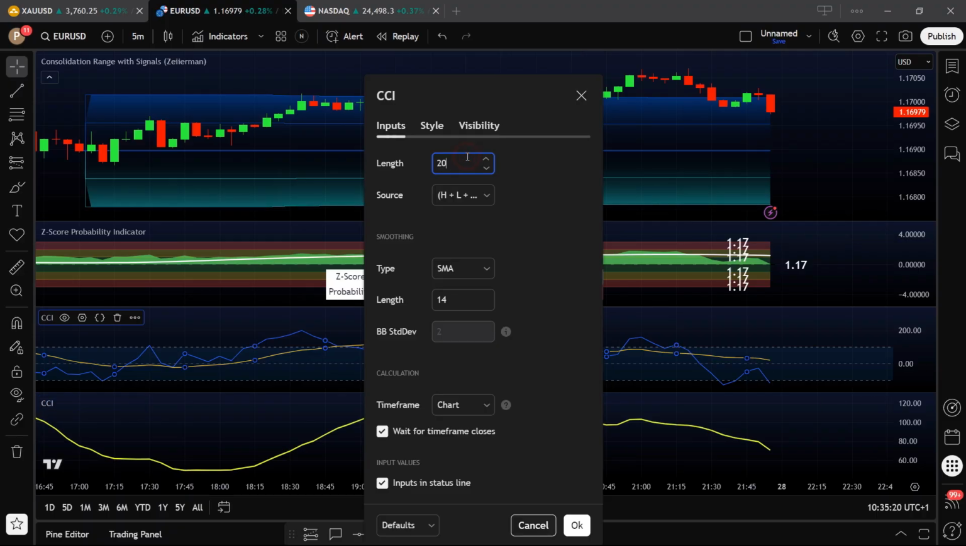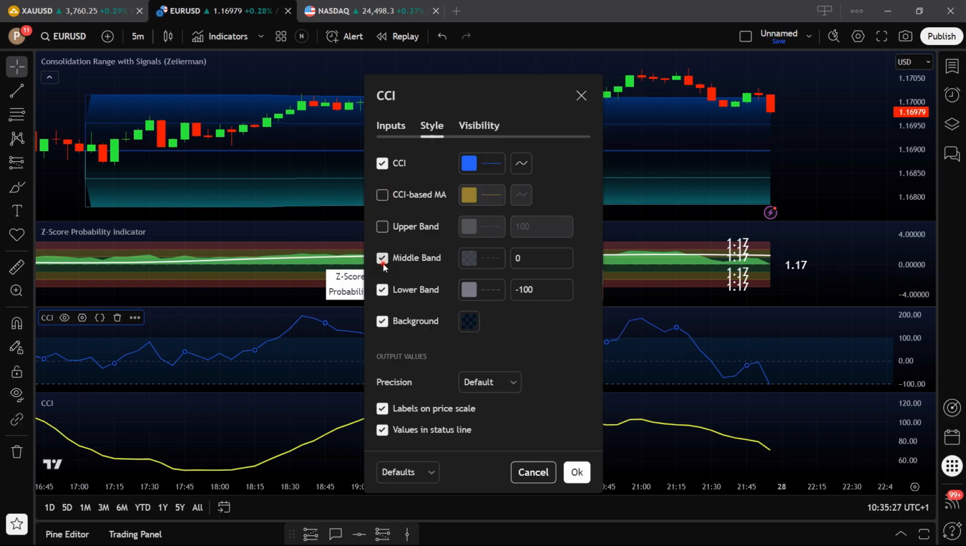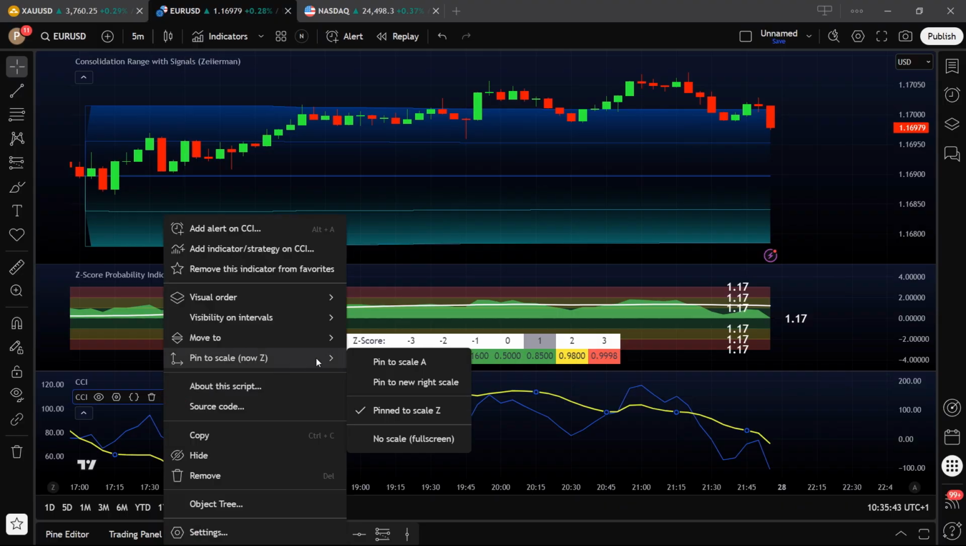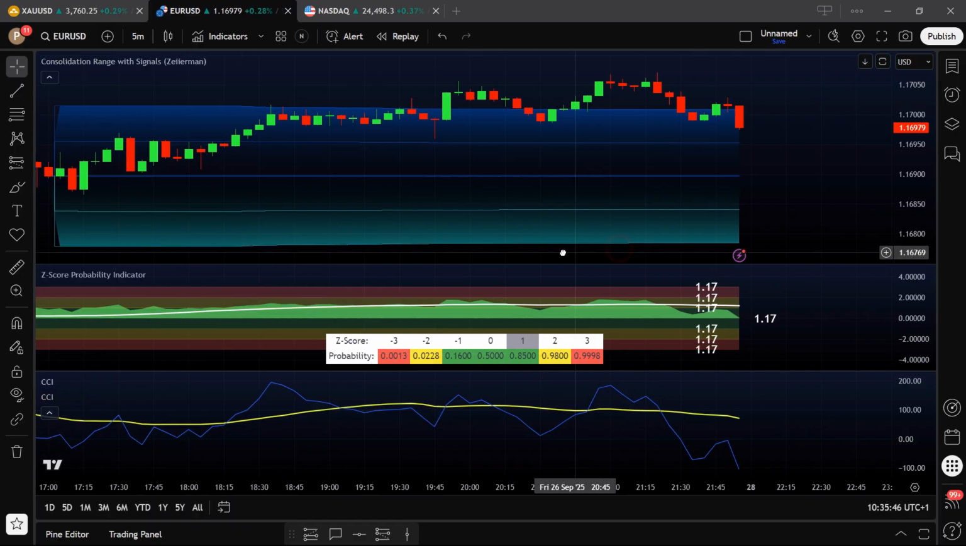For the second CCI, set the length to 34. Make the line red and thick. Now, drag the red CCI into the same window as the yellow CCI. This is our momentum engine. The setup is complete. Now the rules.